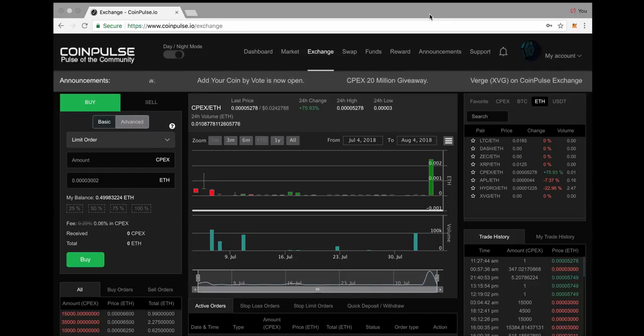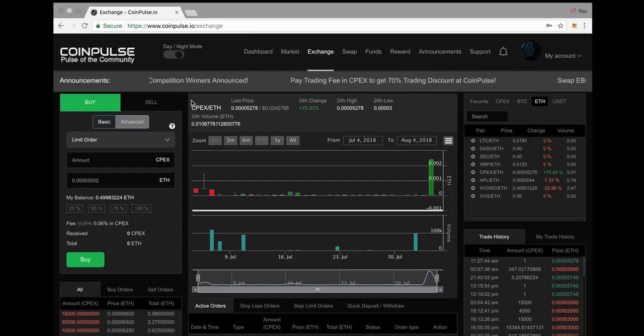Today we are going to look at buying digital assets on the CoinPulse Exchange. One of the first things you'll need to do, obviously, is log into your account and then head over to the Exchange tab. You will notice that I am on the Ethereum market and I am looking at the CoinPulse token trading pair against Ethereum.